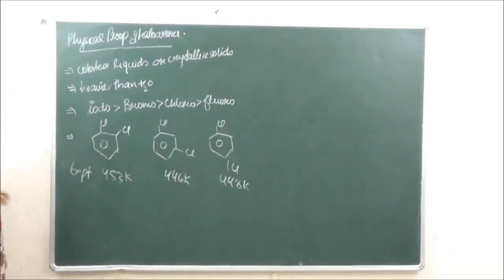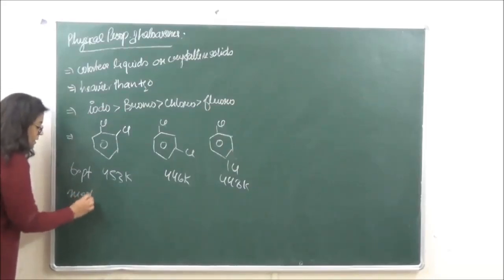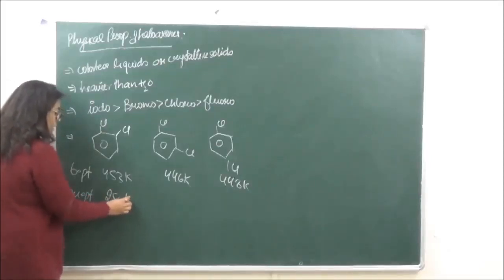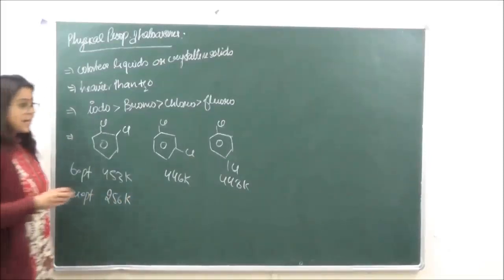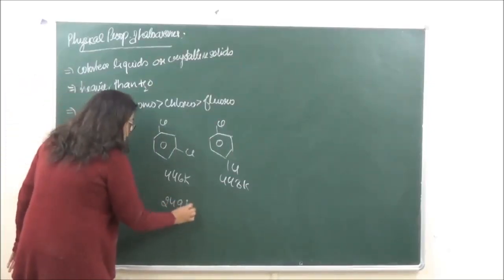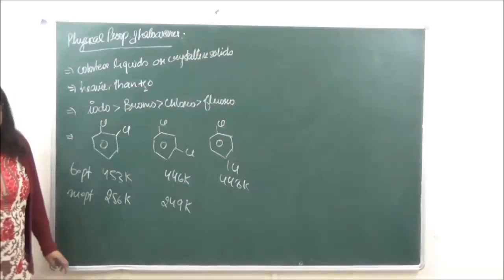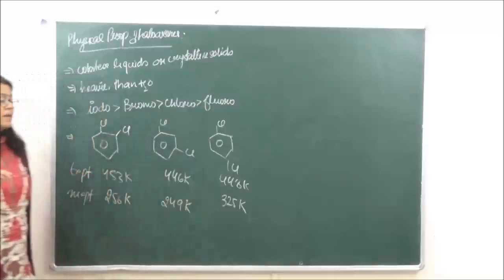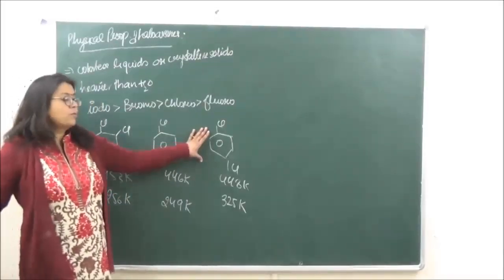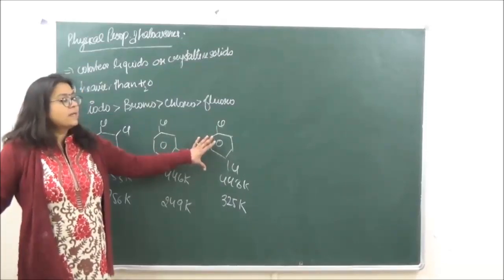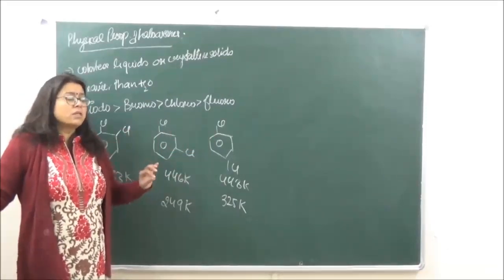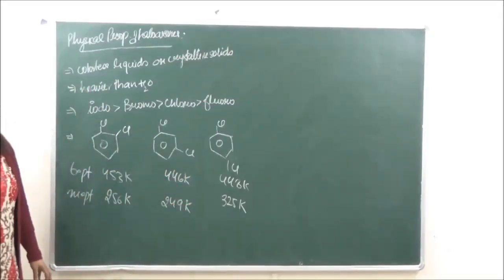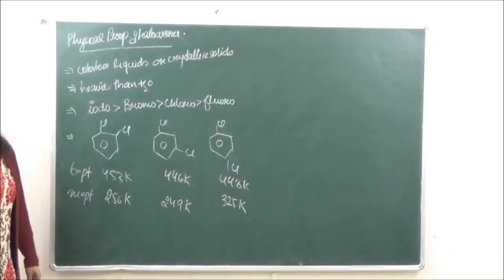But there is going to be a great difference in the melting points. For example, for orthodichloro, the melting point is 256 Kelvin. Okay? Whereas that of meta is 249 Kelvin. But when we go to para, the melting point increases to approximately 325 Kelvin. Now why is this happening? The reason is that this is a symmetrical molecule. Because it is symmetrical in nature, it fits into the crystal lattice very properly, and that increases the melting point. Is it clear? So para is going to have a high melting point over here.